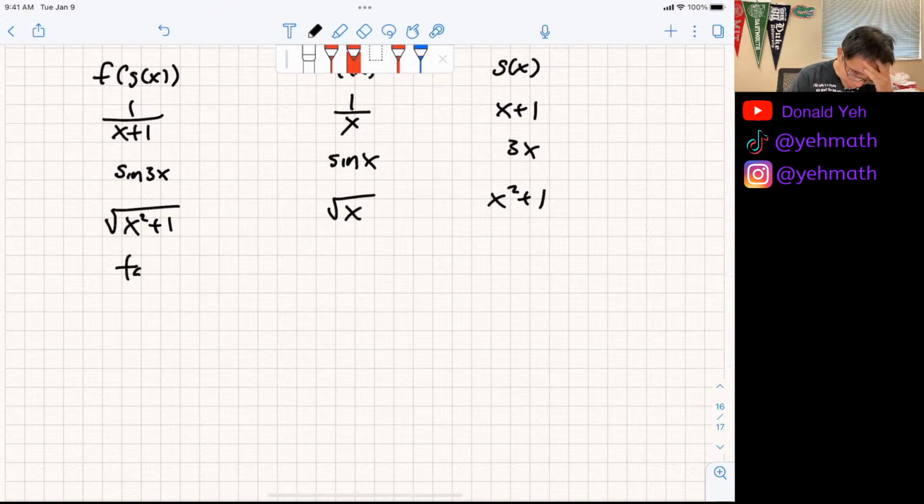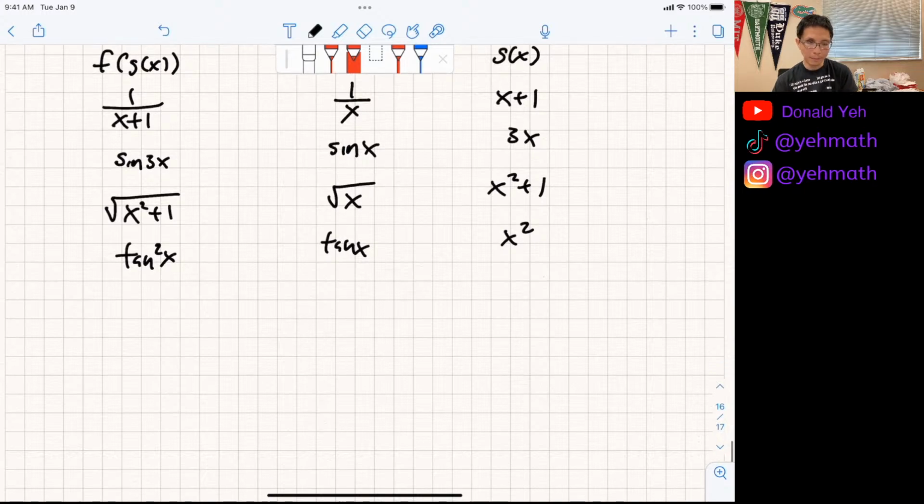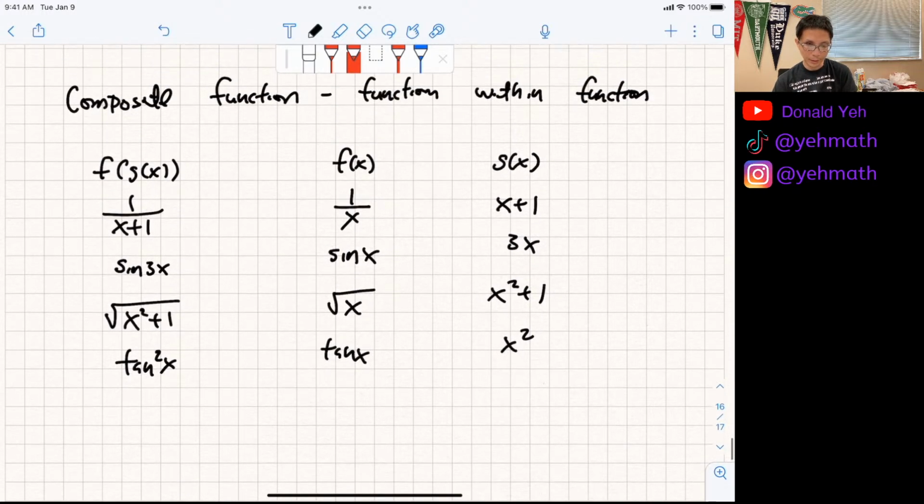The next one is tan squared of x. This one's kind of tricky though. Very good, tan of x and then x squared. Some people thought it's tan of x and tan of x. But if it's tan of x and tan of x, you plug in the x, it's going to be tan of tan of x. So that's not tan squared of x. You have to make sure you understand that. So a composite function is a function within a function.